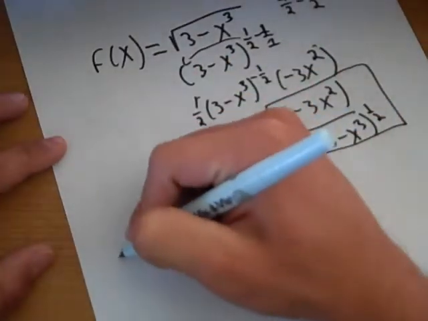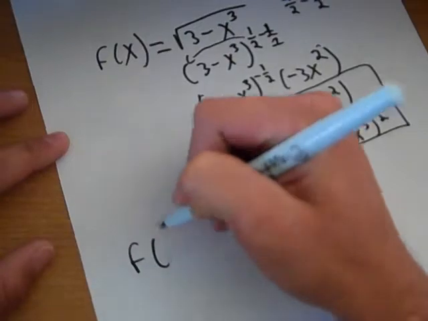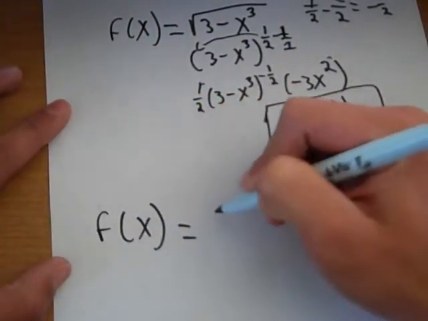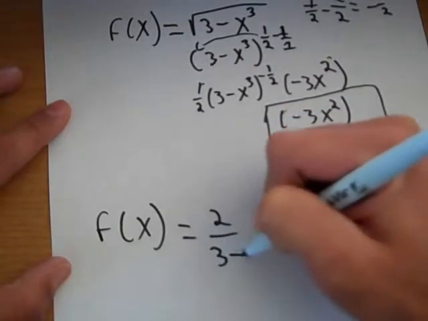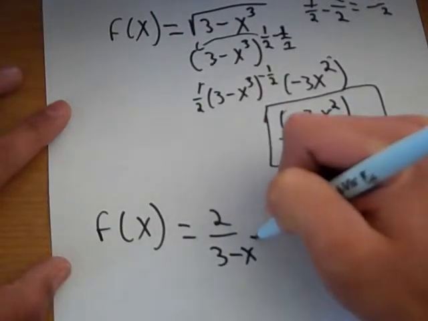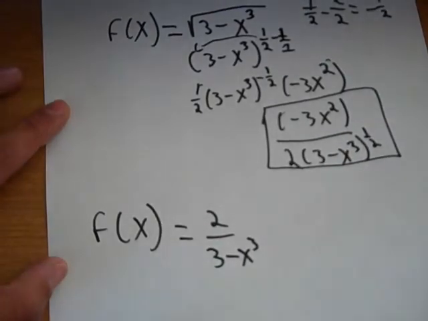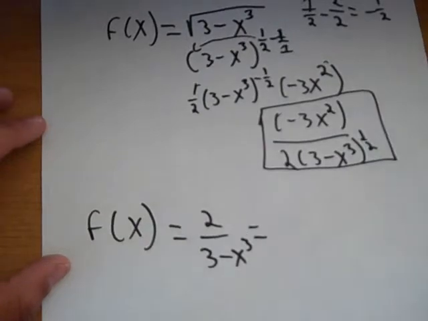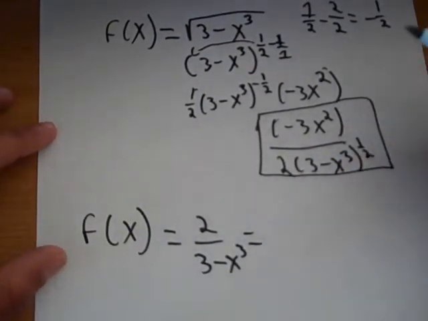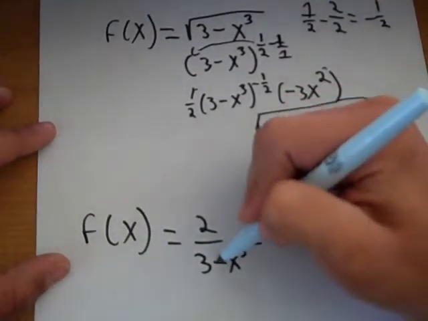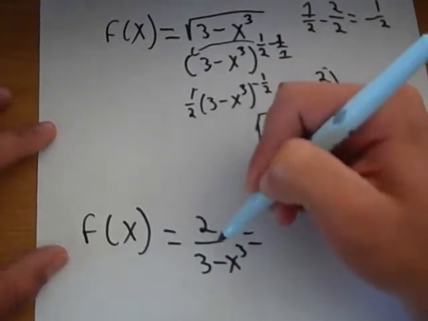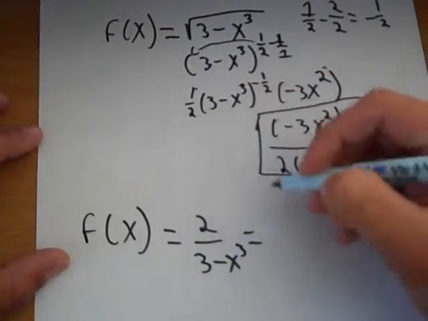Okay, so the next problem will be f of x equals 2 over 3 minus x cubed. By now you should at least know what you have to do for the quotient rule. It's the bottom times the derivative of the top, minus the top times the derivative of the bottom.